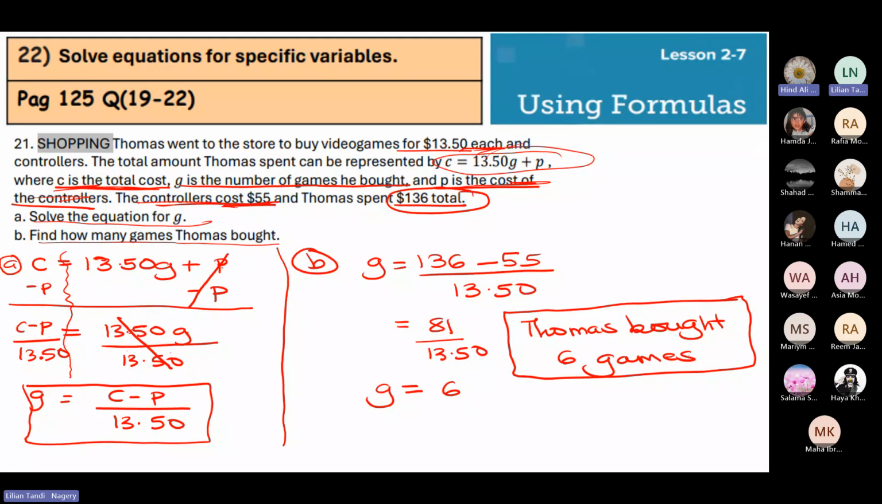Okay. Listen, part B, what is the answer? Thomas bought, use this word here. Thomas bought. Okay. Yes. We move on. Yes, Miss.